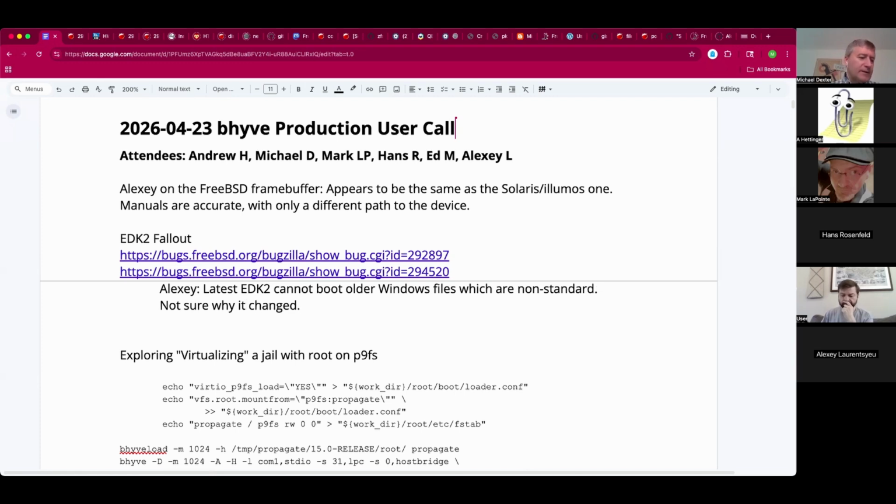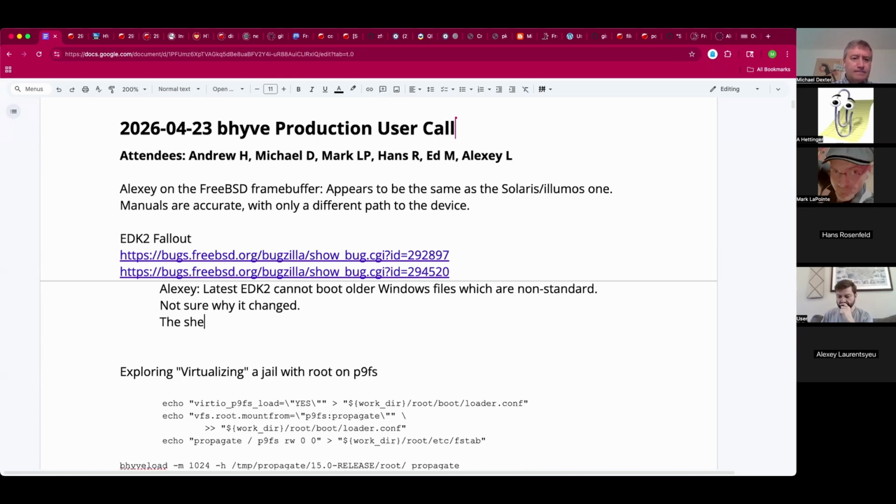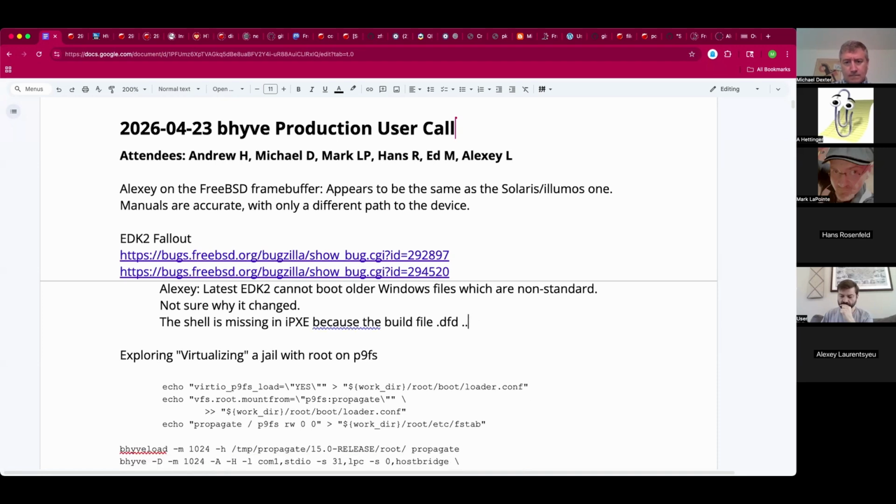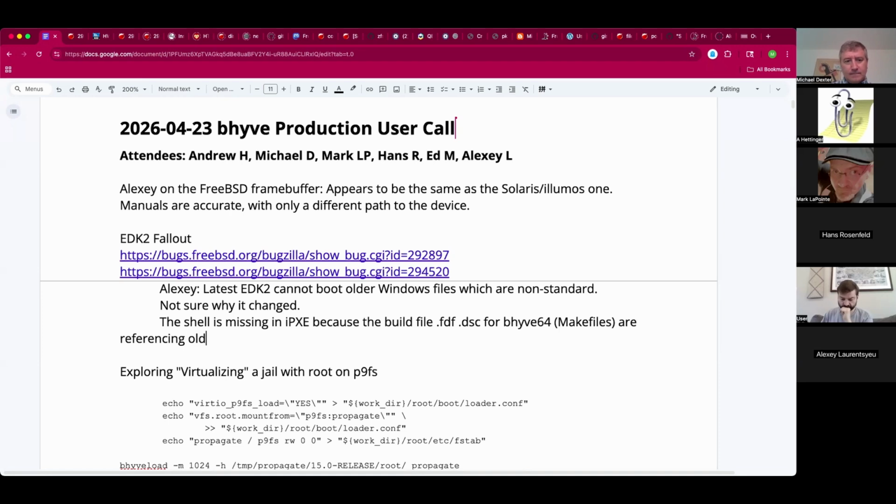And what was the other bug, about the missing shell and iPXE? Yeah, it is because apparently the build files for bhyve, the FDF and DSC files for bhyve x64, those are the EDK2 makefiles, are referencing older places where the shell is. The shell has changed places in EDK2, so it just doesn't compile it in.